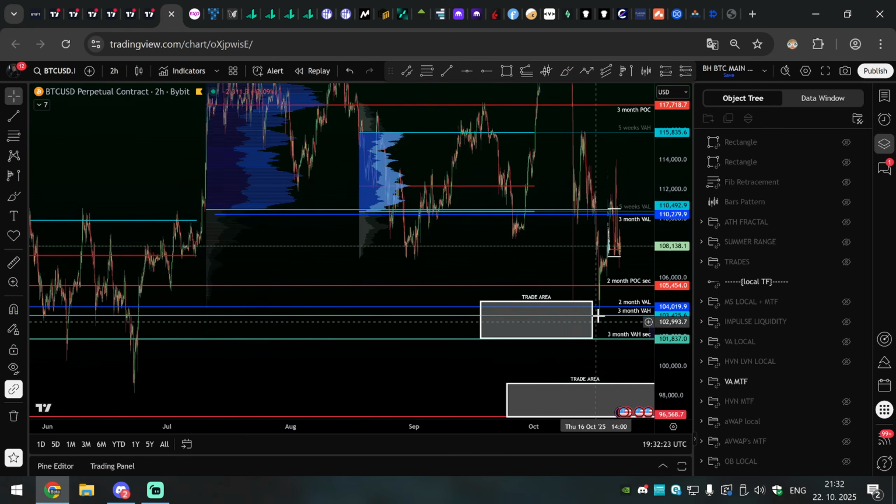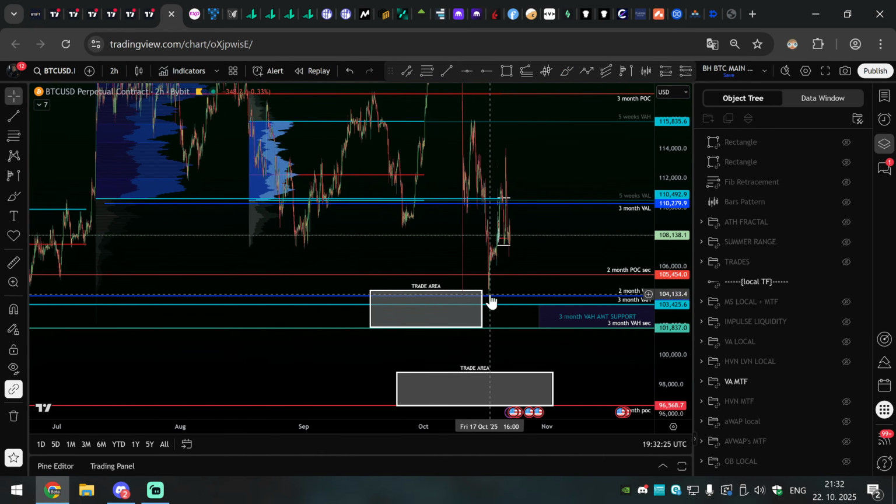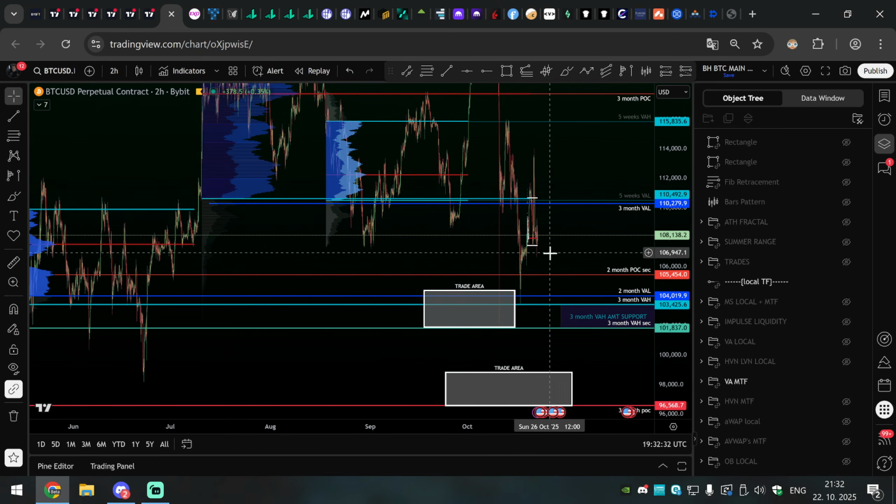And again, we were longing here on Friday, so you see I'm in double long positions right now, long from this week but also long from here. I already had some take profit, so don't worry about it.